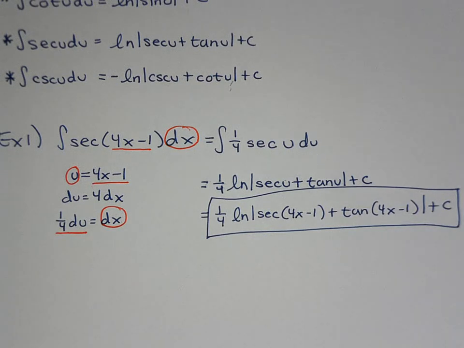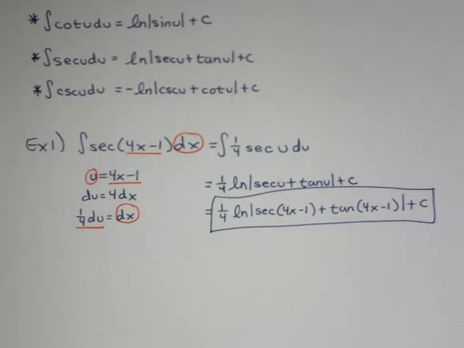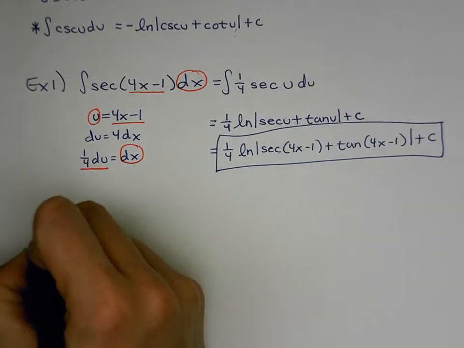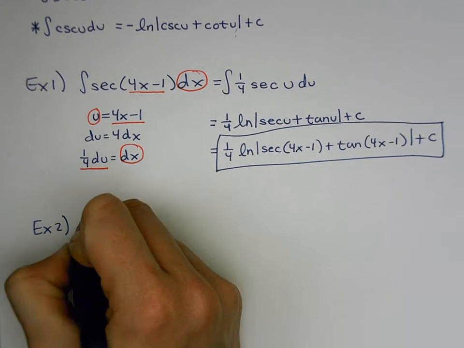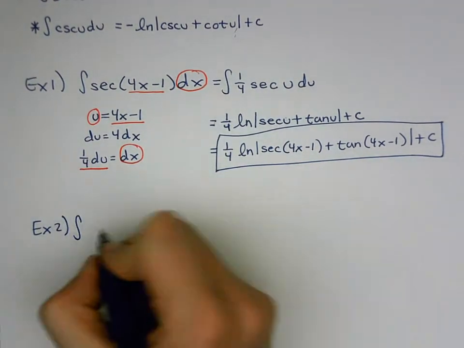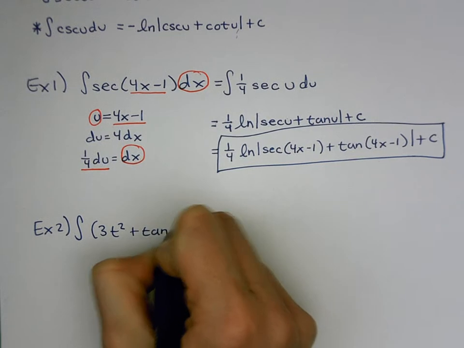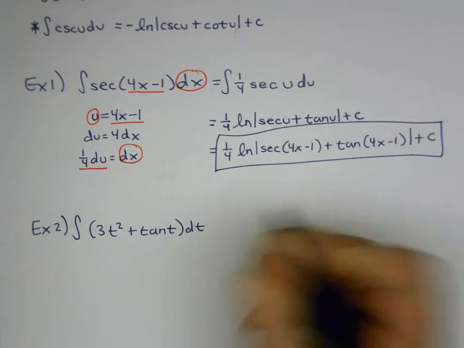Okay, so we're going to practice a couple more of these here. Example 2 is going to be the integral of 3t squared plus tangent t dt.